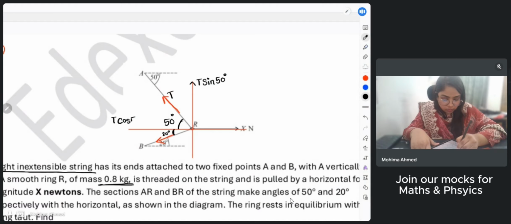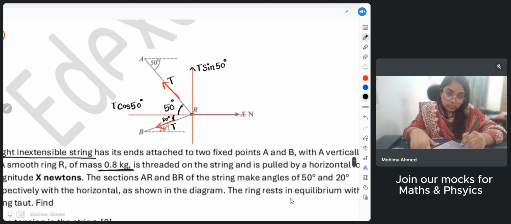Then the same again over here, this was also T. This T for the BR string was also creating an angle with the horizontal. So it's going to be T cos 20 degrees along the horizontal axis, and for the vertical axis, it's going to be T sin 20 degrees.